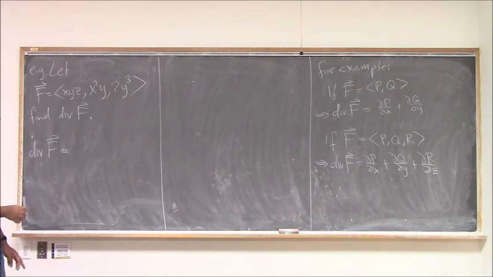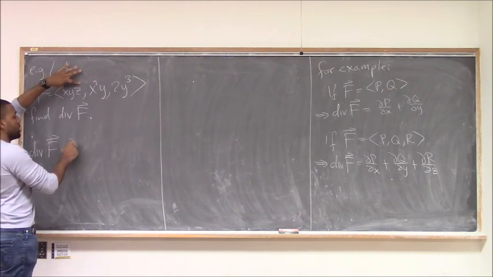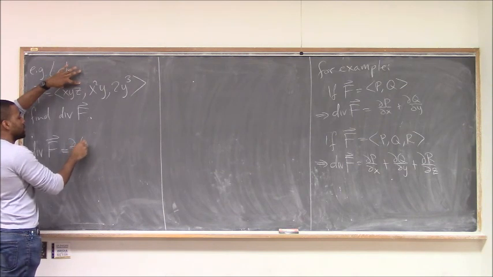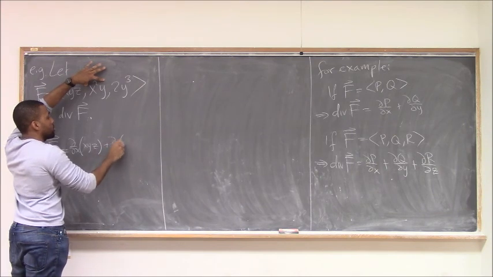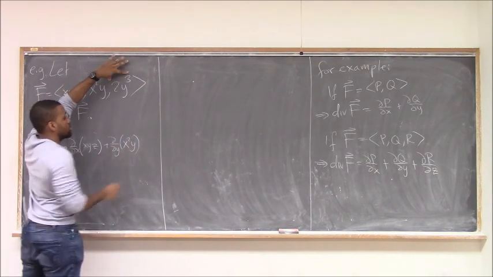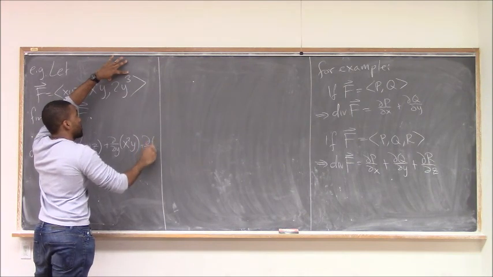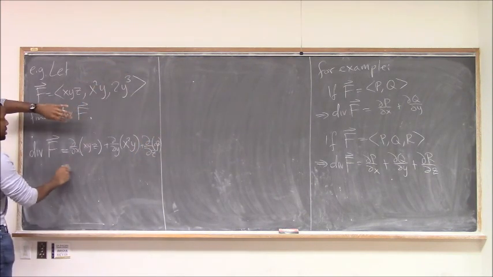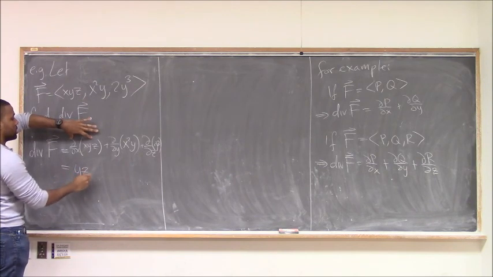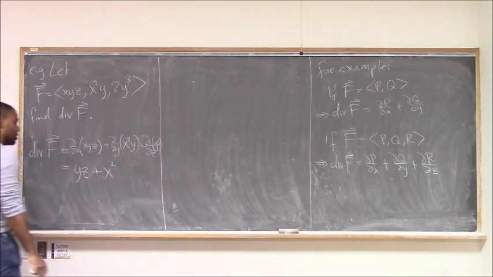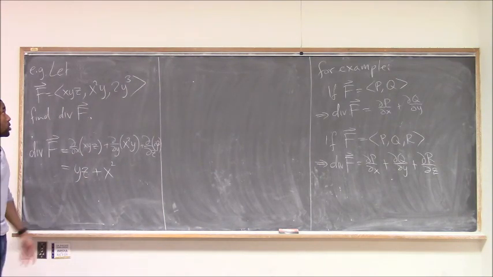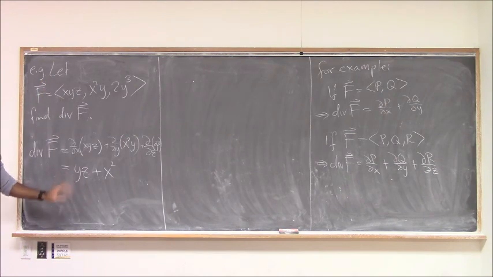What is it? It would be yz. So let's write it out. You take the partial with respect to x of this guy, and then plus the partial with respect to y of x squared y, and then the last one would be 0. So this is the partial with respect to x, that's just yz. Then x squared, and that would be 0. And that's 0. So that will be your divergence. So given a vector field, its divergence is actually a scalar function.